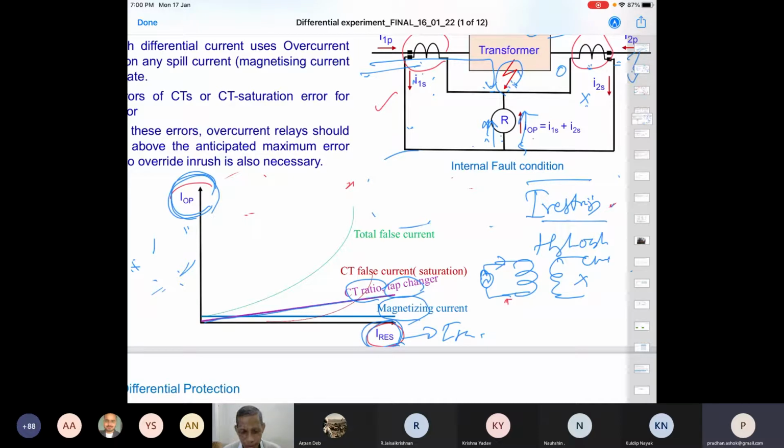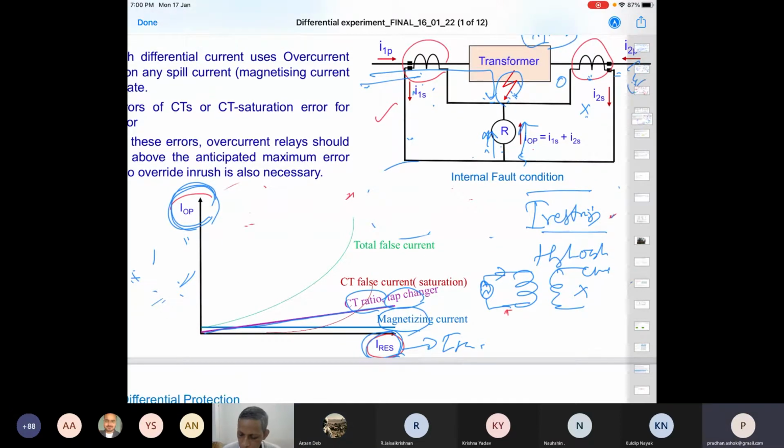Sir, what is the through current? Can you say again? Yeah. This is the current which is flowing towards the load, going away from the transformer, and that current will definitely come from this side. So an external fault, also called a through fault, or an external loading condition, is the through current going through both the windings.